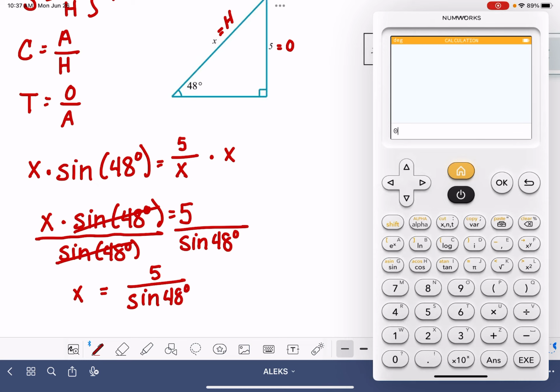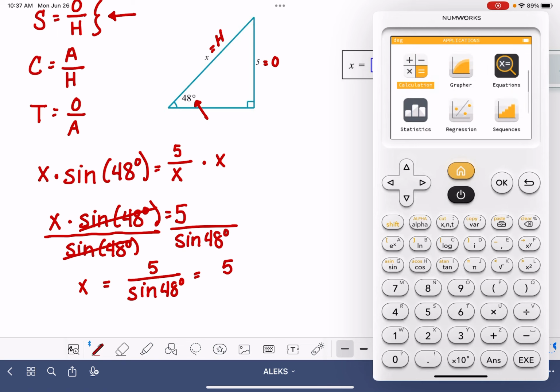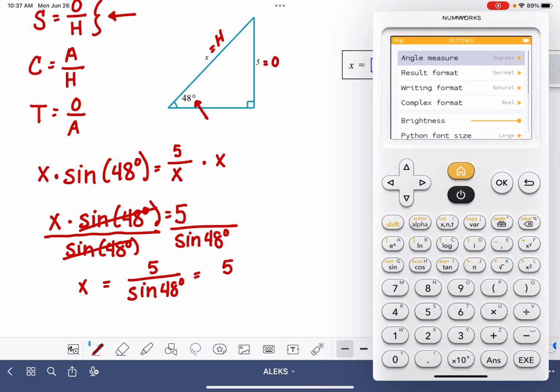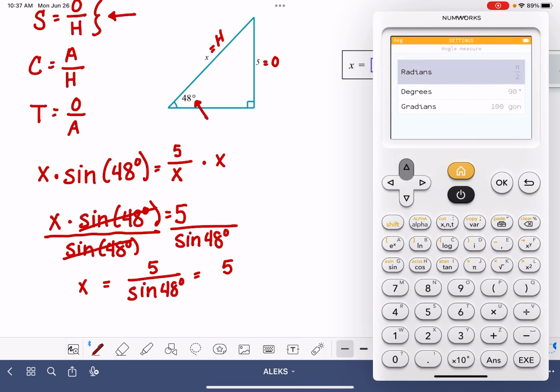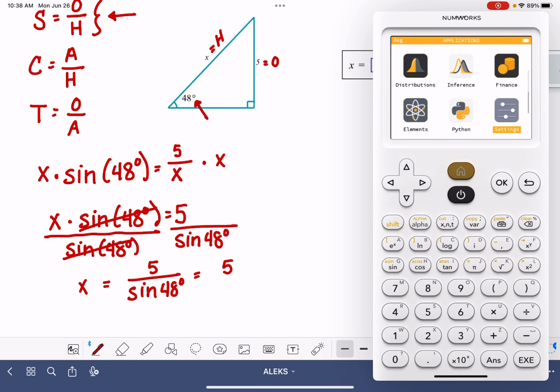Now we're going to need to use a calculator to solve for the sine of 48. When you're in your calculator, make sure that it is set to calculate in degrees, because our angle is given to us in degrees, not in radians. Every calculator is a little bit different. I'll show you how to do it with this calculator, but ultimately you're going to need to find settings in your calculator. And then in your angle measurement, you're going to want to make sure that your calculator is interpreting your angle measurements as degrees and not as radians.